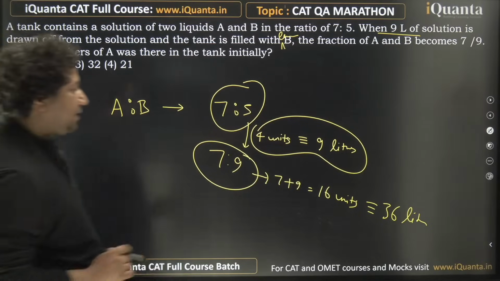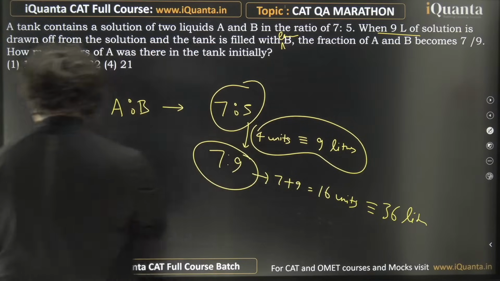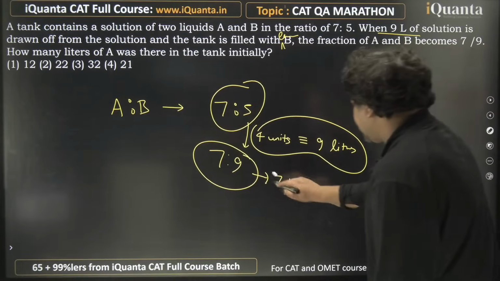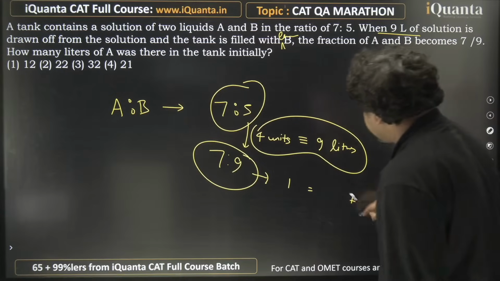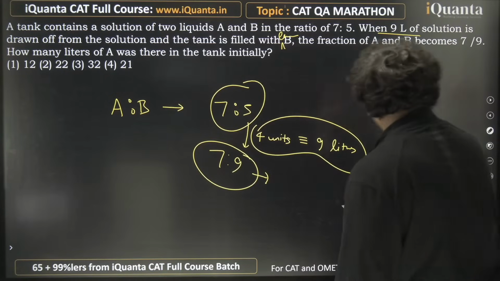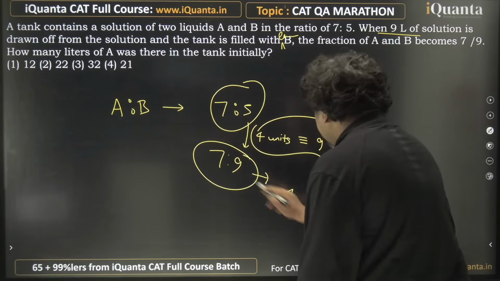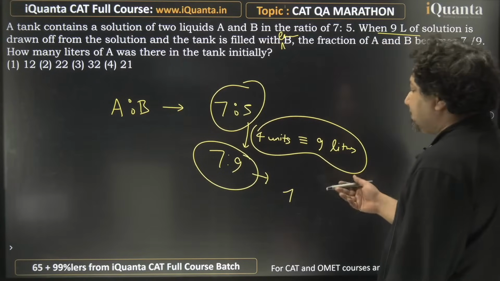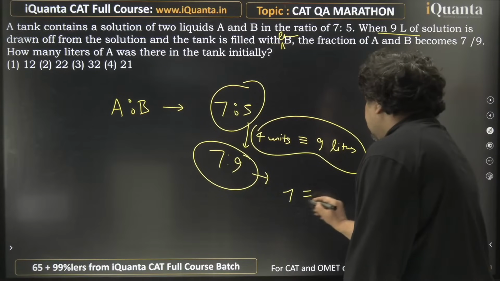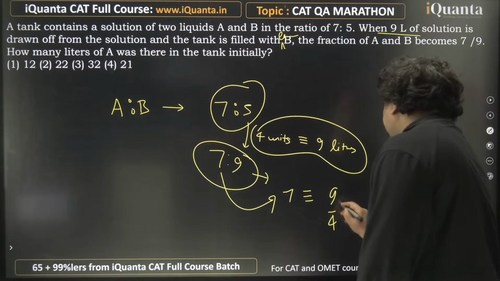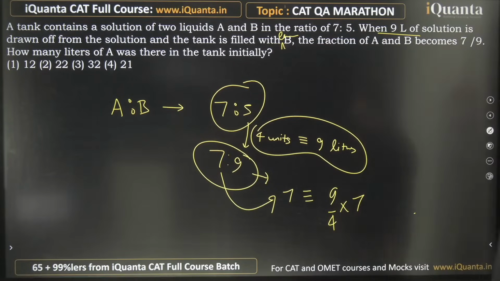Okay. Now 4 units is 9. चलो इसको भूल जाते हैं. We are concerned with A. 4 units is 9. What does that mean? That 7 units will be equal to how much? If 4 is 9, then 7 is equal to how much? This 7 is equal to 9 upon 4 into 7. Can we say that? Yes or no?